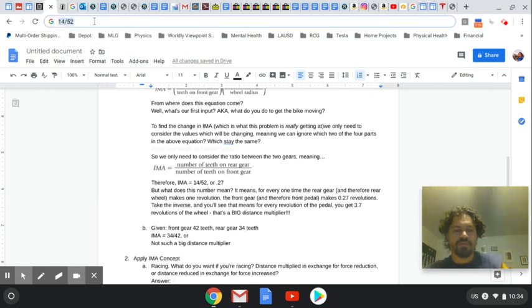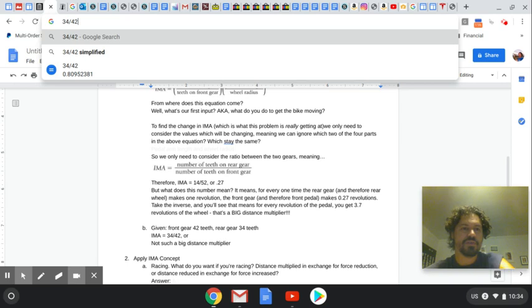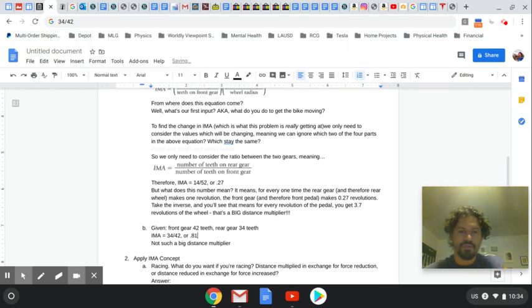This is close to a 1-to-1 ratio. And let's look at what the math is there. 34 divided by 42 is 0.809. So 0.809, which we would round to 0.81 because it's, again, 2 sig figs. So this is 0.81. And so this is not a big distance multiplier, but what it is instead is a kind of a force reducer. This means that you're going to be spinning the front pedals quite a bit just to get the back wheel to go around a little bit more than once. But it makes it a lot easier. You don't have to push as hard. And you've probably, hopefully, experienced this riding bikes.